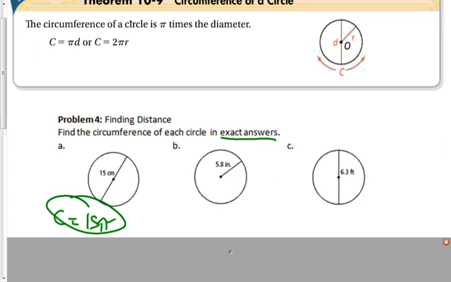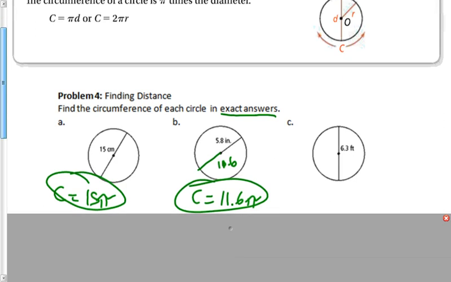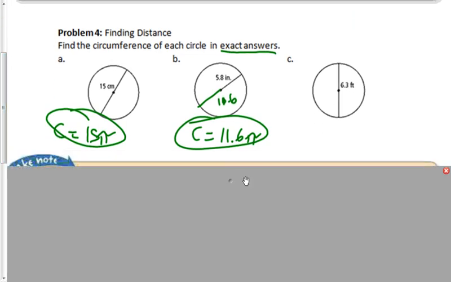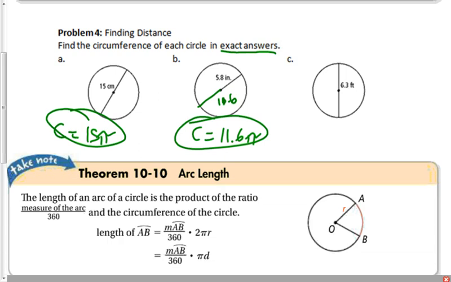Now B, it gives you the radius. So the diameter would be 11.6, and our circumference would be 11.6 times pi. All right, and you can do number C. I think you get 6.3 times pi. And these would not be squared or anything, it's just feet or centimeters or whatever it would be.